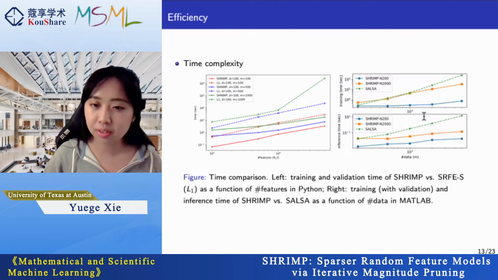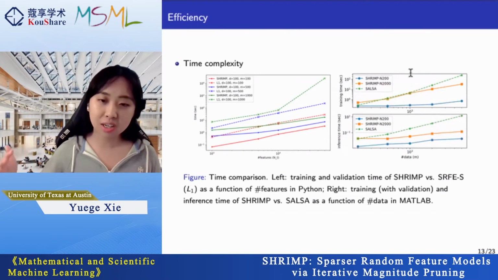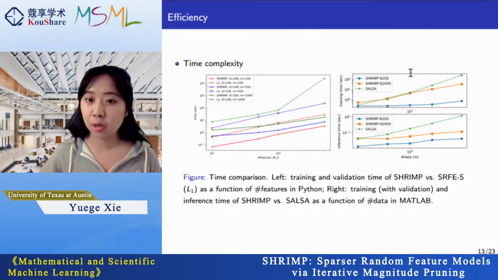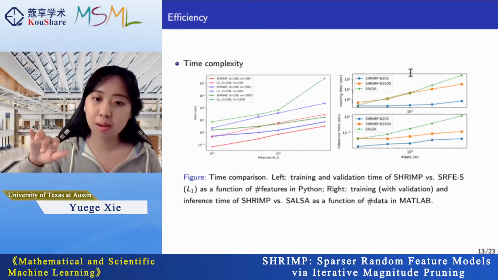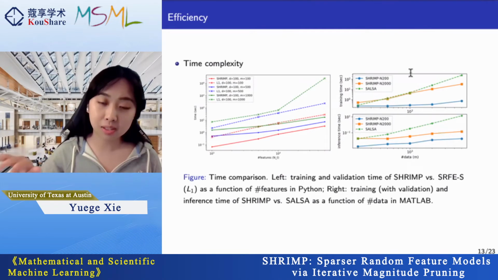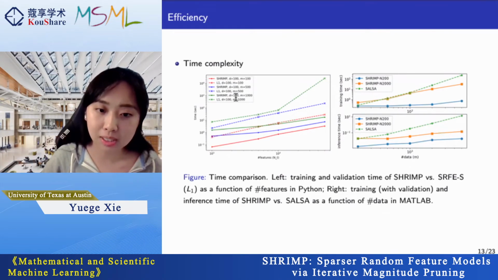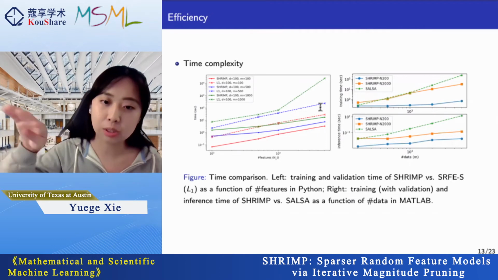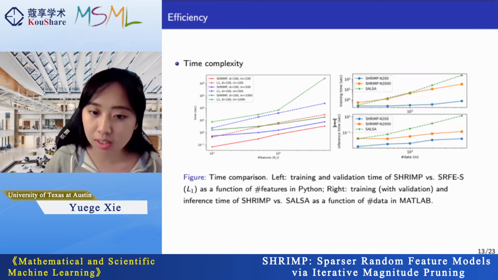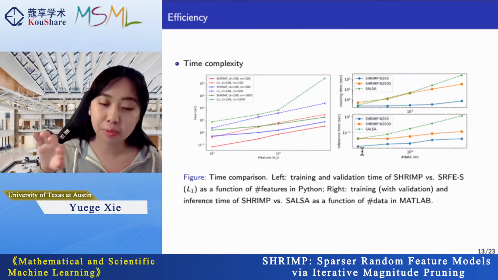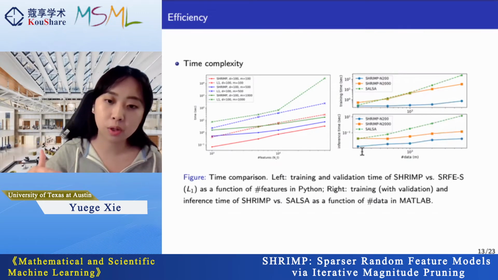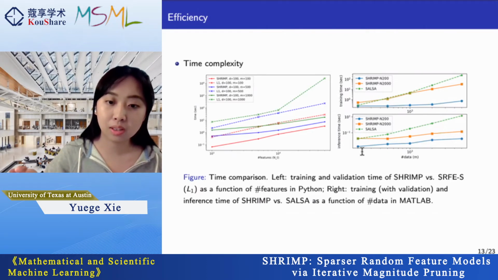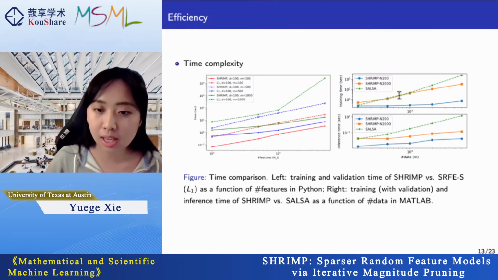But I would like to mention here, if we have a very large number of features for SHRIMP, the training time will become slower, since we can see from this figure, as the number of features increases, the training time will increase. But the inference time will stay very similar since the resulting model is sparse. So the inference time is only related to the resulting sparsity of the final model. So it has nothing to do with the initial number of features.